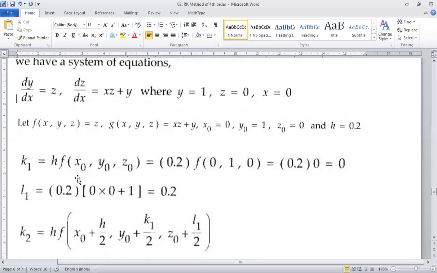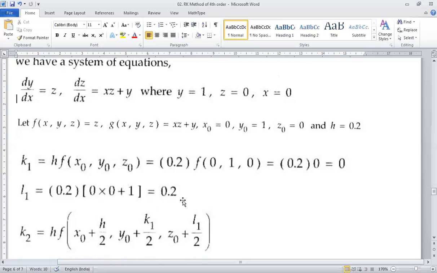Let's move on to the L1. L1 formula is h times g of x, y, z. So we use h as 0.2, g of x, y, z is nothing but xz plus y. So substituting x as 0, z as also 0, those are the x naught and z naught, plus y naught value is 1. On simplifying, we get L1 is equal to 0.2.